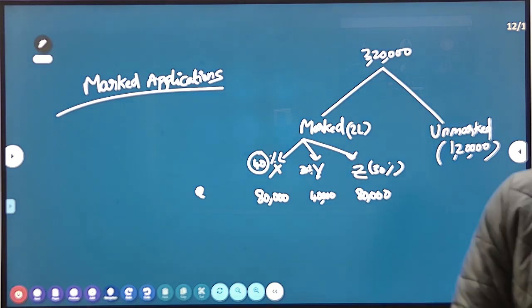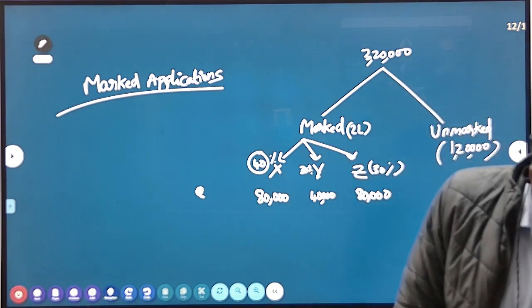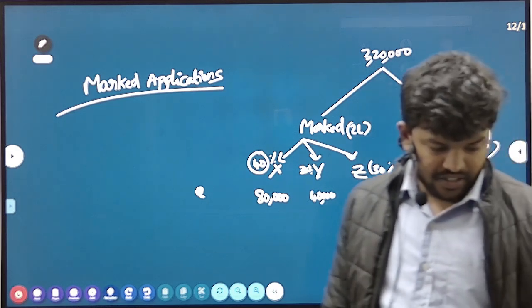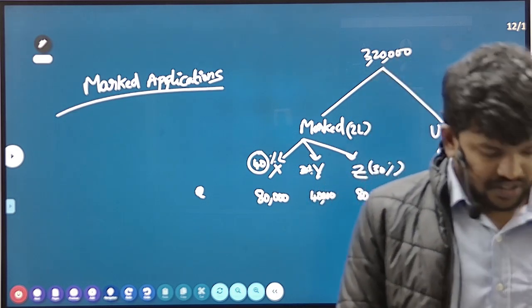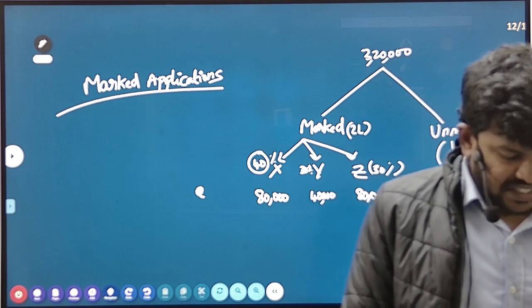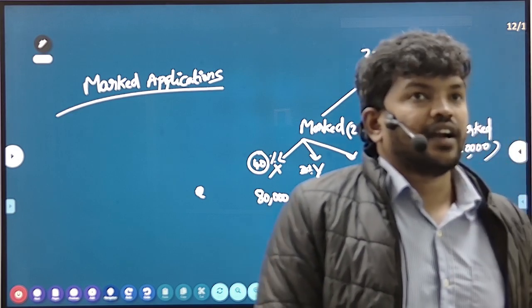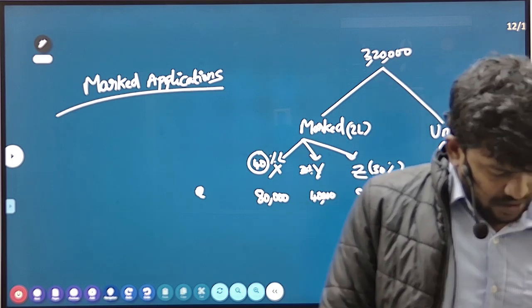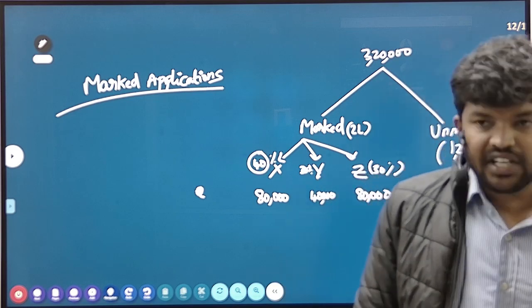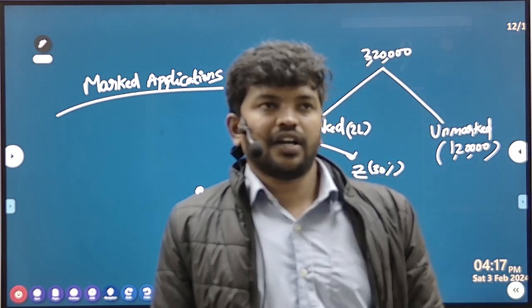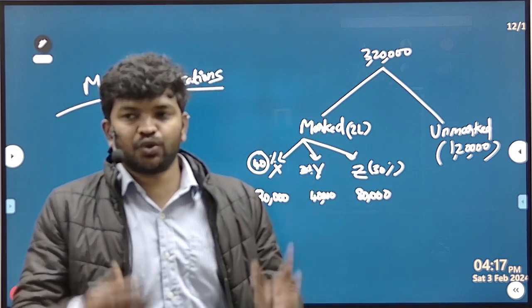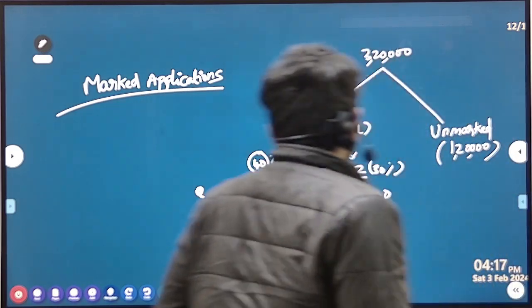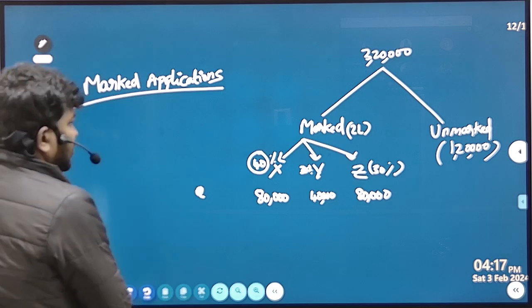Read. Find out the liability of the individual underwriters in each of the following situations. Unmarked applications are apportioned in the ratio of gross liability, and unmarked applications are apportioned in the ratio of gross liability less marked applications. In the sum they are mentioning the ratio in which these marked and unmarked applications are to be apportioned.